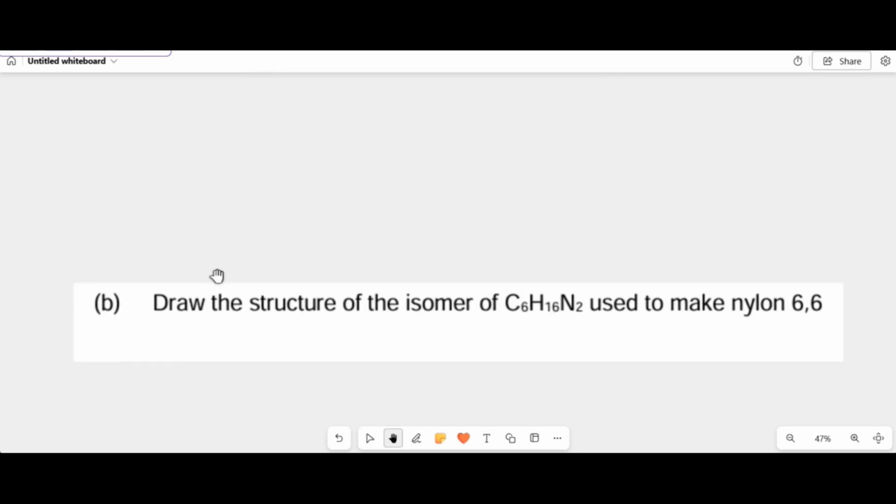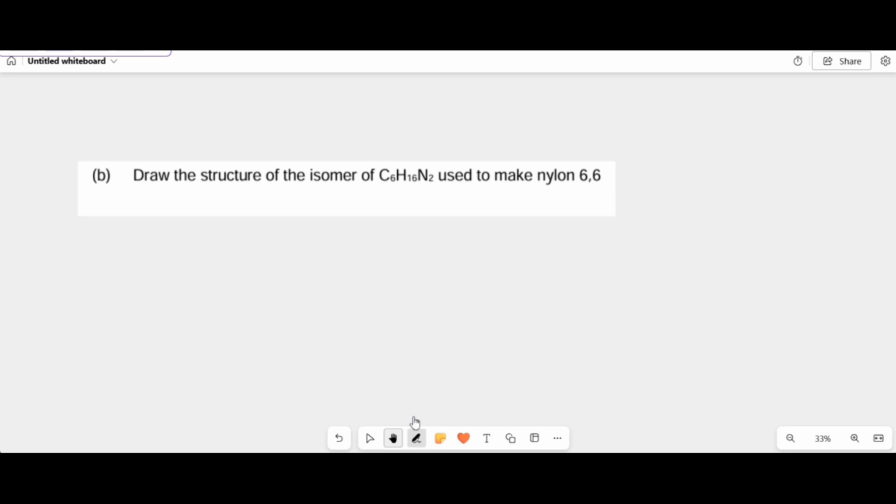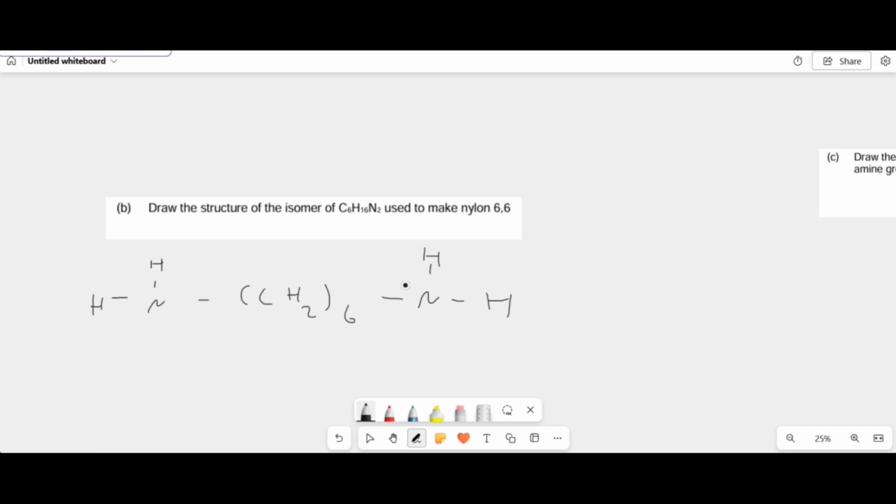Draw the structure of the isomer C6H16N2 used to make nylon 66. Listen, this was in the video last time. In the content one, you need to memorize this. You need to make sure you know this if you want the A star. It's made from 1,6-diaminohexane, so you should be able to draw that straight away. The formula is a chain of six carbons like that, then N with H, H, and the same situation here, NH2. Listen, you should be able to draw this.